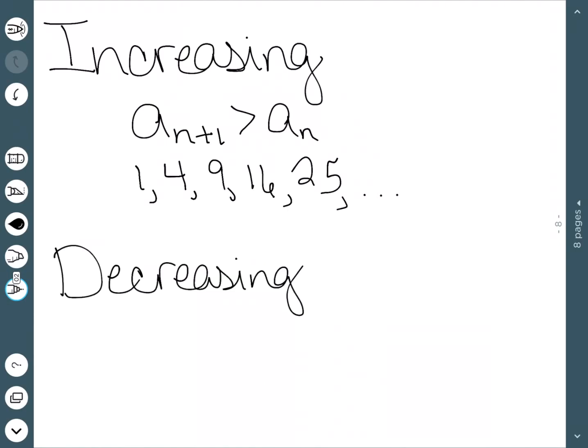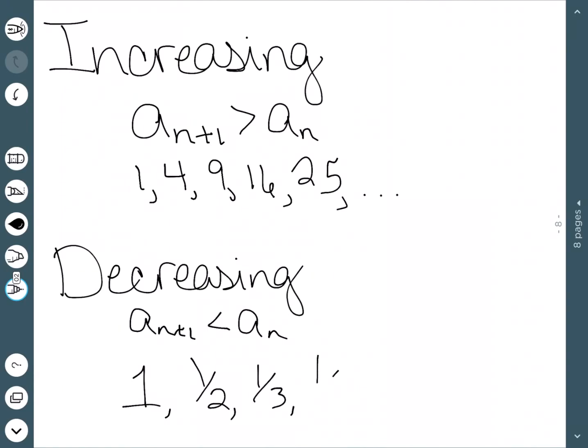Decreasing is then going to mean exactly the opposite. We want each term to be smaller than the one before it. Like 1, 1/2, 1/3, 1/4, 1/5, etc.